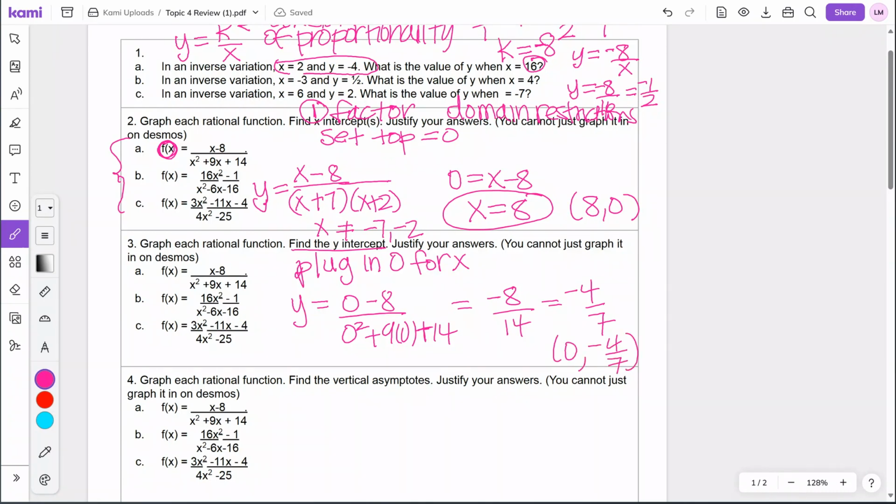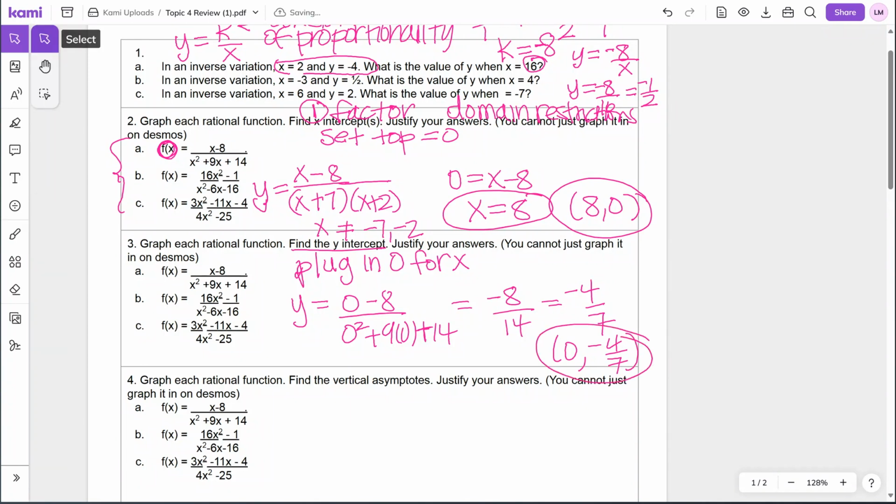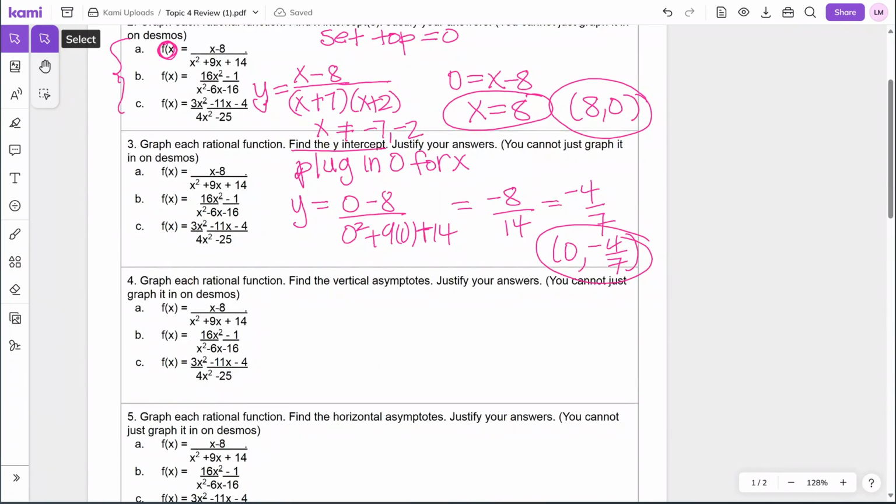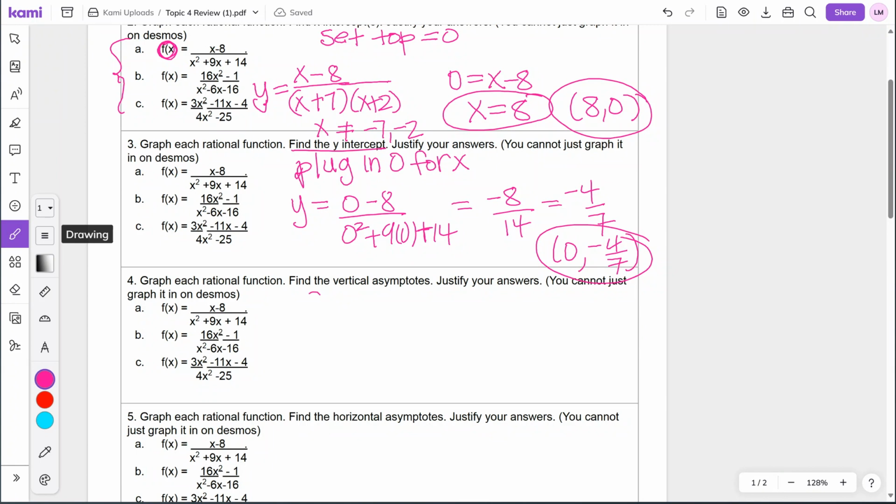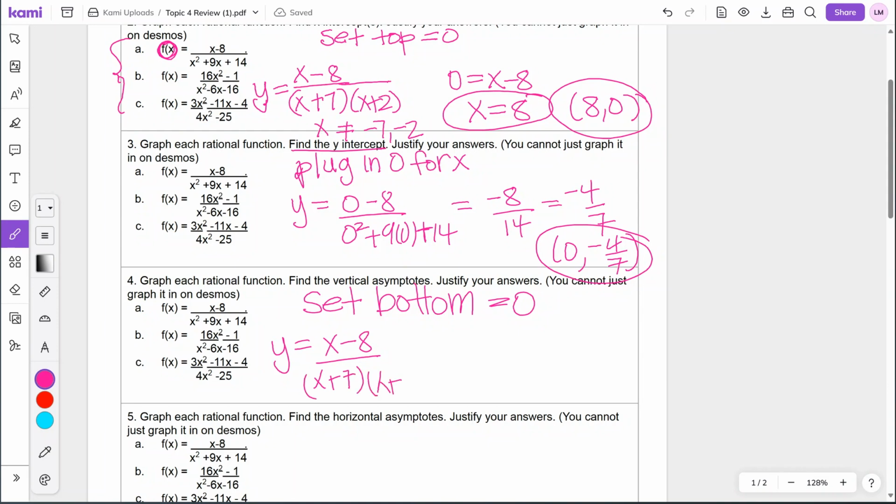So now I have an x-intercept, I have a y-intercept. I'm getting closer to being able to graph. The next thing says find the vertical asymptote, so I'm going to set the denominator equal to 0. So you can see that this is where number 1 comes into play, that we've already factored that. So y equals x minus 8 over x plus 7 times x plus 2. So I'm going to go ahead and use the factored form.